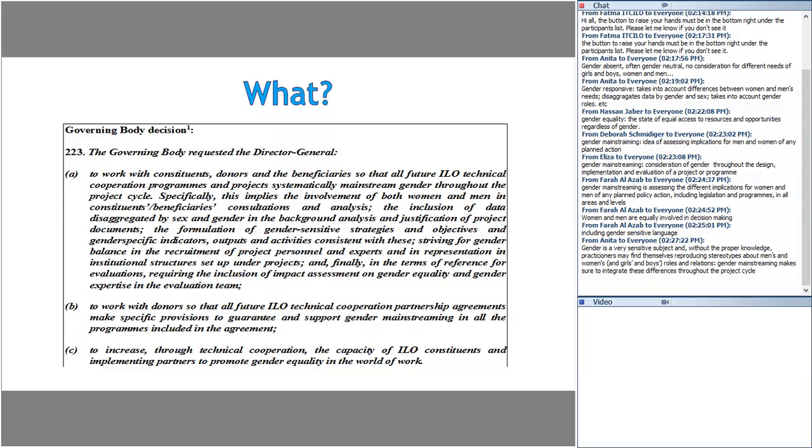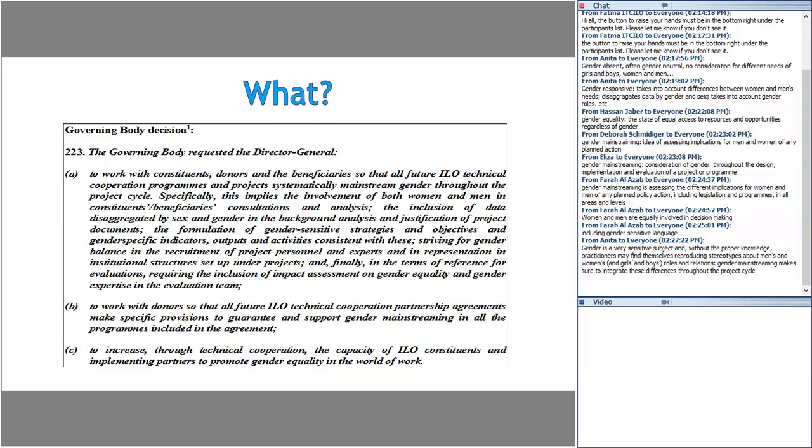And finally, in terms of reference for evaluations, requiring the inclusion of impact assessment on gender equality and gender expertise. Well, I can assure you that that has been done because there are 5 indicators on mainstreaming gender into evaluations of projects and initiatives, programs. So I have to say our evaluation office has done a wonderful job of mainstreaming gender into the evaluation processes.